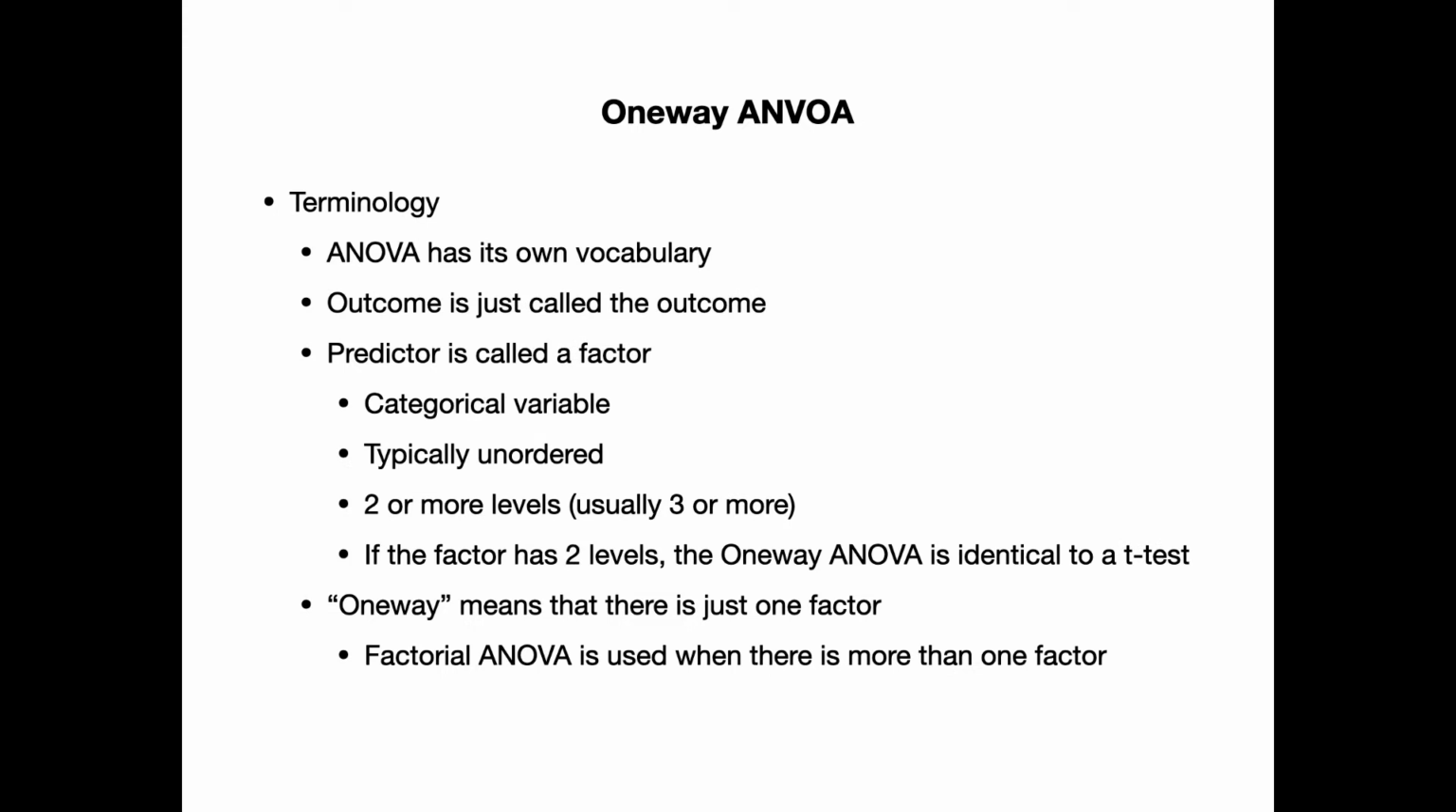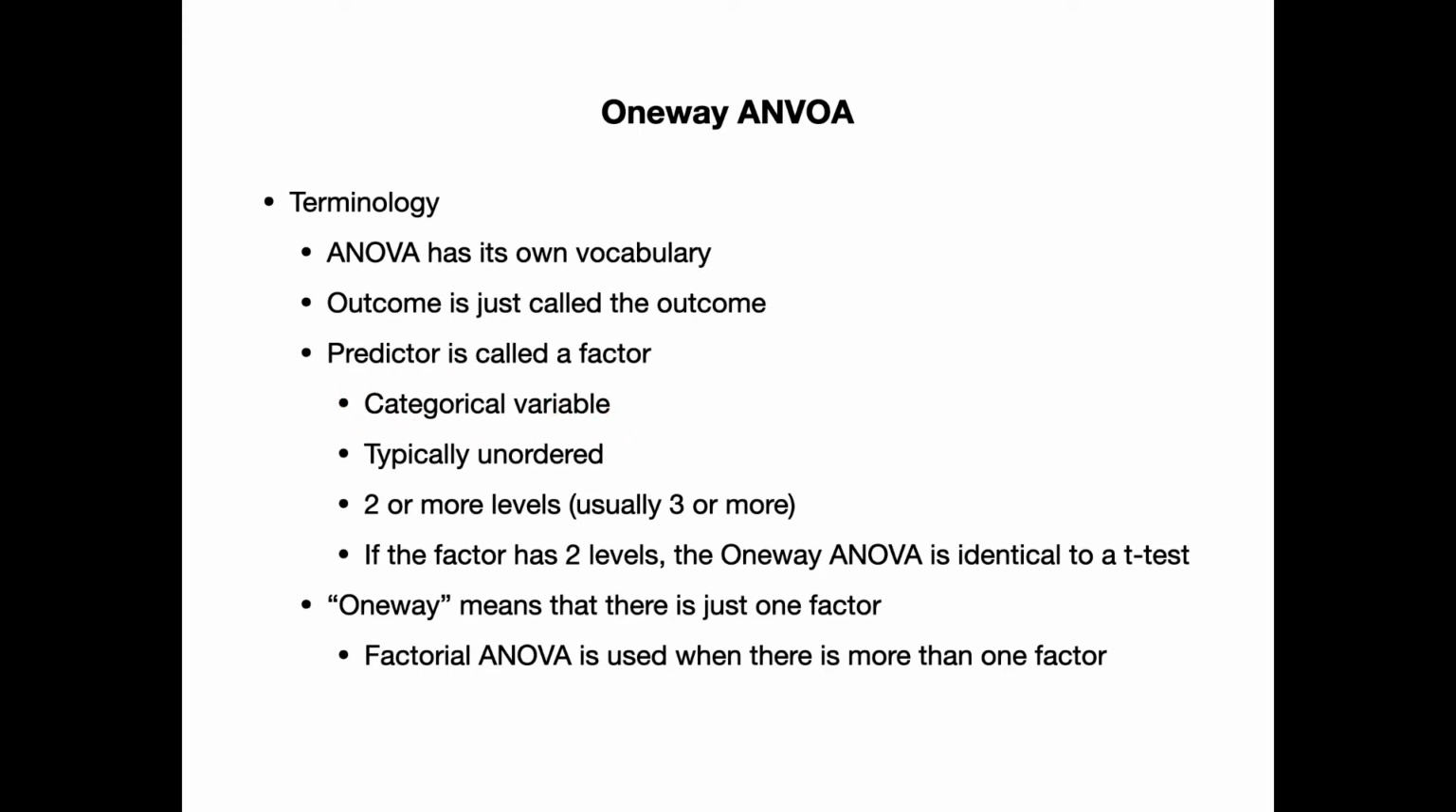As you get oriented to ANOVA, it's important to understand the terminology that goes along with it. ANOVA has its own vocabulary. So the outcome is just called the outcome. We're not really going to call that anything different. The predictor, in regression we call it the predictor, the x's. Now we're typically going to call it a factor.